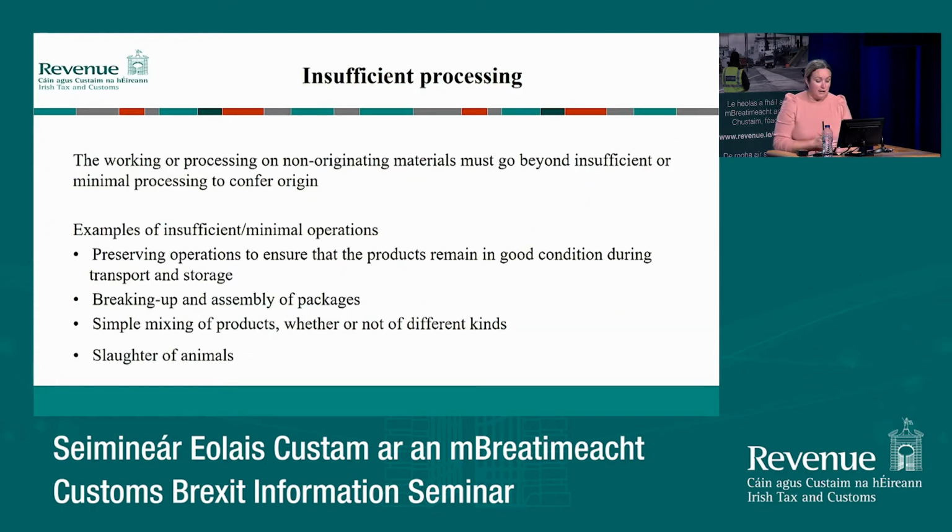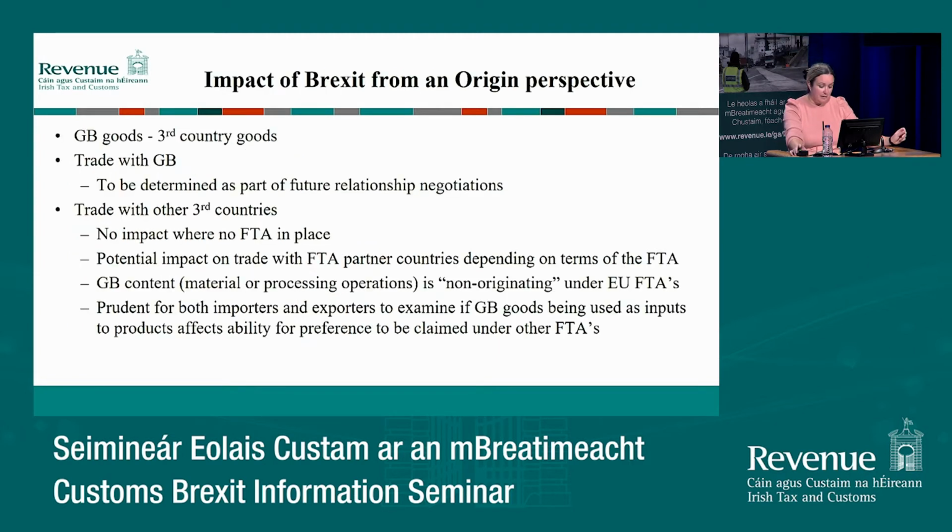So some examples then, the opposite, what is insufficient processing? Well, you'll have seen from the previous examples that the processing that must be done is quite complex and significant. Some examples of insufficient or minimal operations include preserving operations, to ensure that a product remains in good condition while it's being transported, breaking up or assembly of packaging, simple mixing of products, and slaughter of animals. So they're examples of what's insufficient processing and would be unlikely to help you gain origin for non-originating materials.